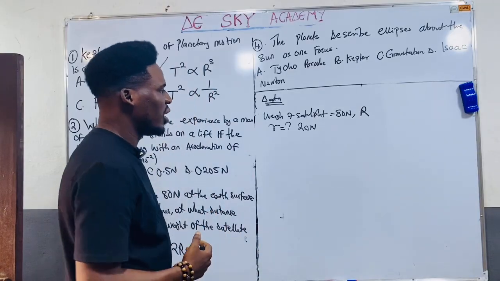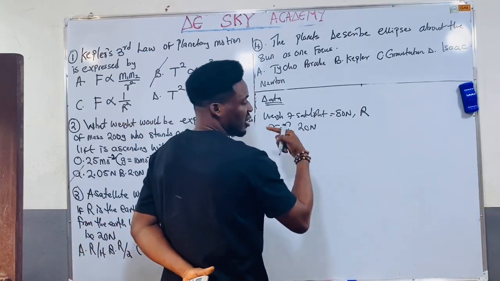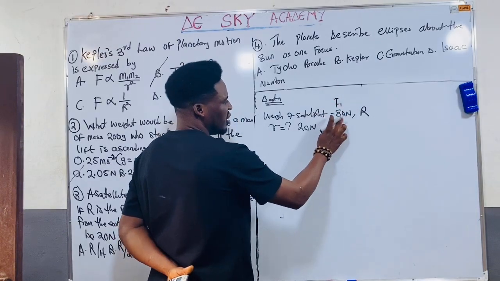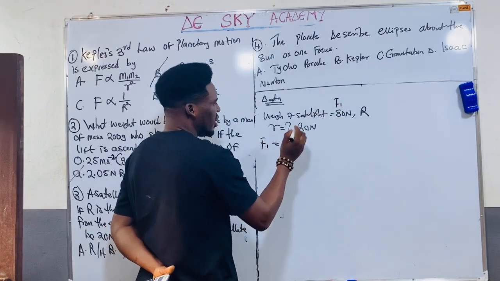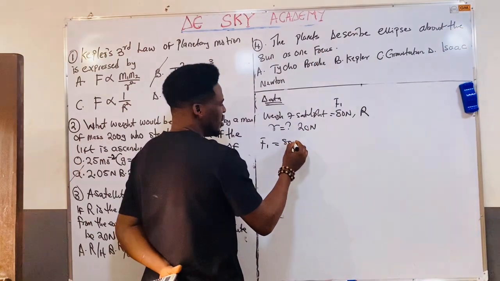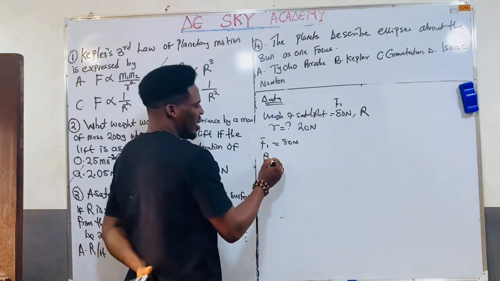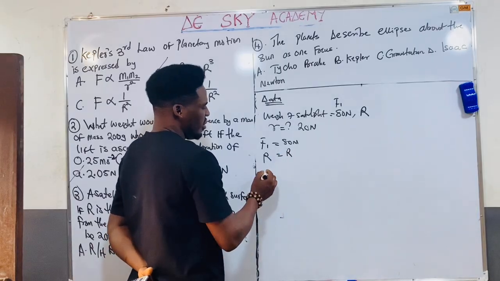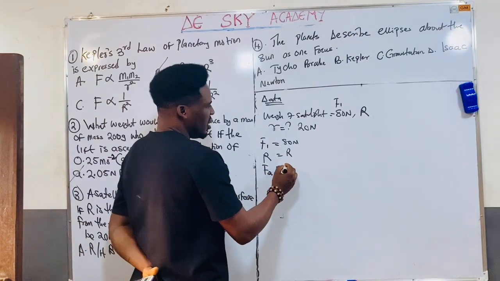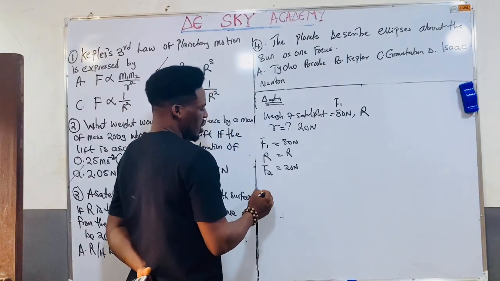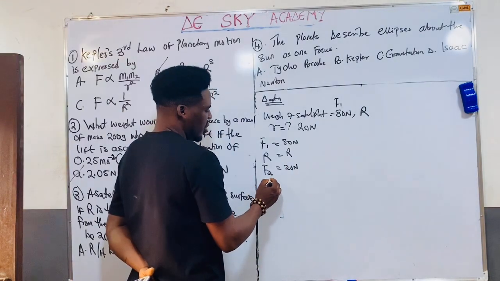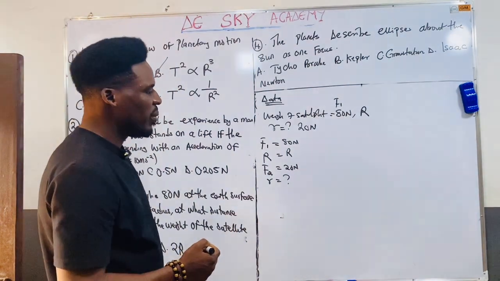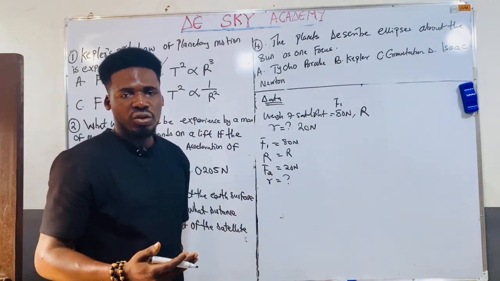So what do we apply? Remember that this weight is a force, right? Can I call this one my F1? This force, that means my F1, which is the first weight, is 80 Newton, while my R is R, then my F2 is 20 Newton, and the second r is what we don't know. So remember, you apply what we call inverse square law.